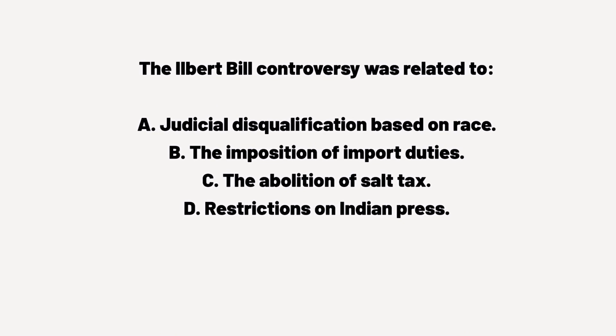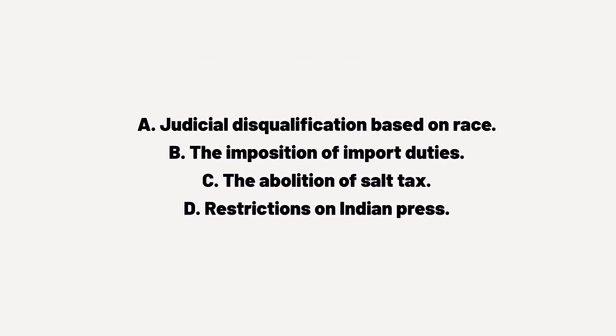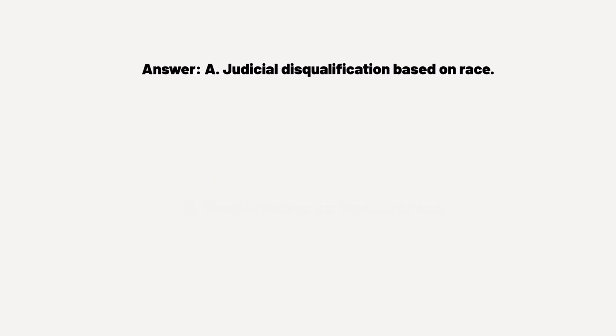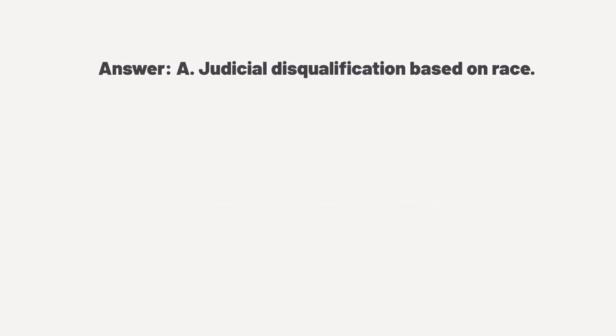The Ilbert Bill controversy was related to A. Judicial disqualification based on race. B. The imposition of import duties. C. The abolition of salt tax. D. Restrictions on Indian press. Answer: A. Judicial disqualification based on race.